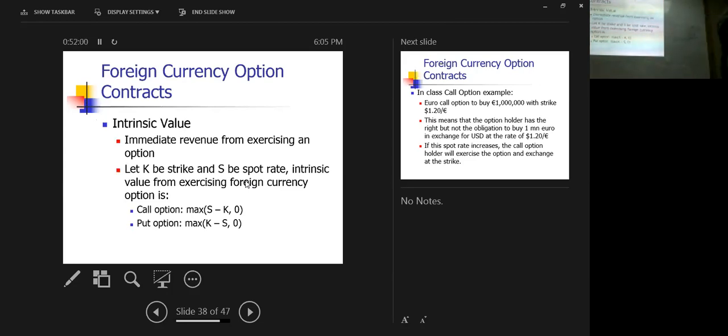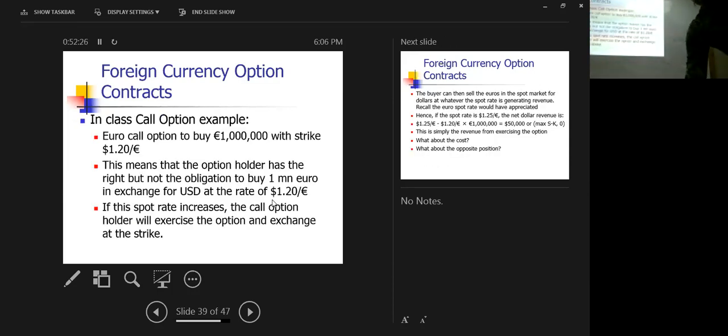The intrinsic value is the exercisable value of the option. So it can be zero if it's out of the money or at the money, and positive if it's in the money. If it's in the money for a call, it is underlying minus strike, which is currency price minus strike. And if it's a put, it will be strike minus underlying.